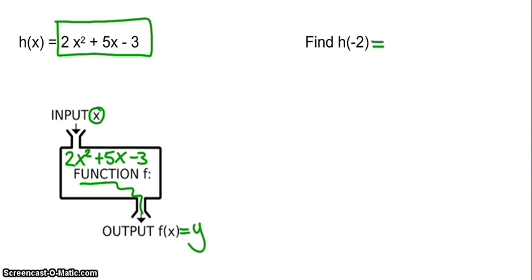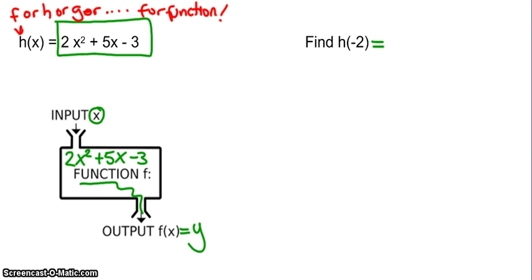So let's find what it will be if my input is -2. Notice here, however, I've been saying f of x, but I can use other letters besides f. So I can use f or h or g or any other letters for that matter in place of f to represent my function. Okay? So it doesn't always have to be the letter f. Okay? So in this case, let's use h.